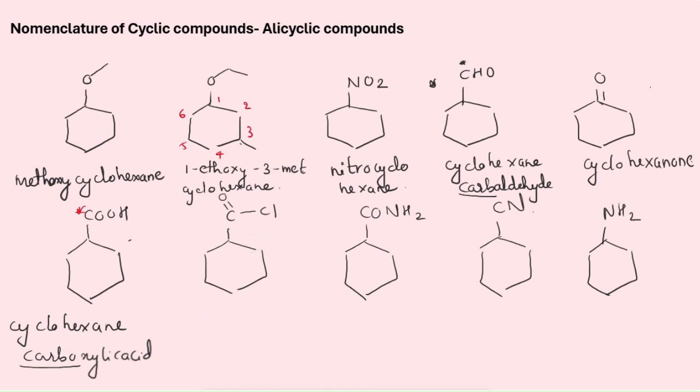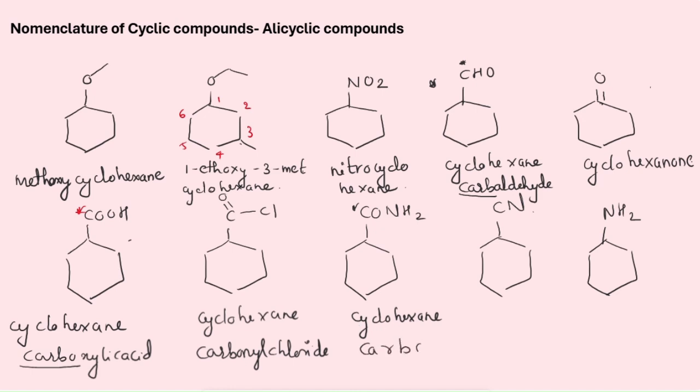Similarly here also, cyclohexane, this part is called carbonyl chloride because there is a carbonyl CO and then there is a chlorine, therefore carbonyl chloride. Now, similarly, this functional group is amide, so it has carbon in it, therefore cyclohexane. If there is a pentane, call it cyclopentane. Butane, then cyclobutane. So cyclohexane, this is called carboxamide.